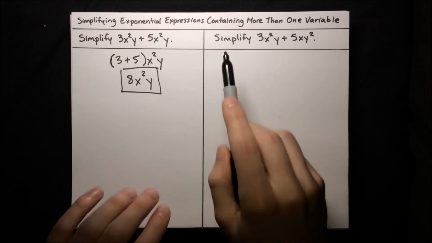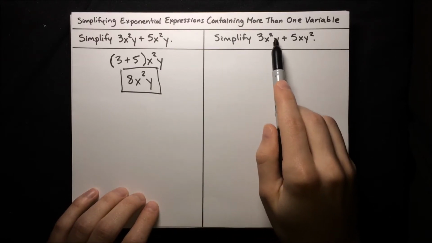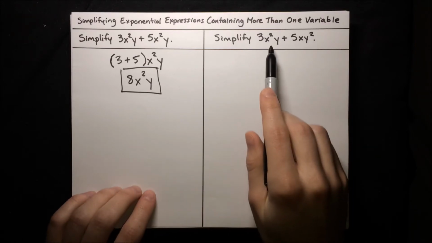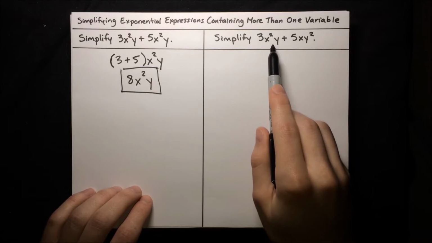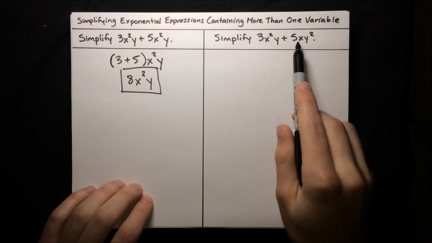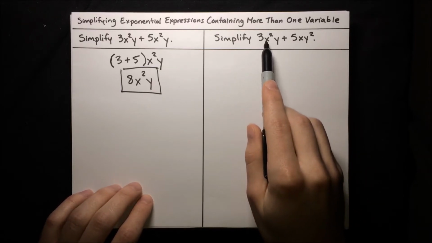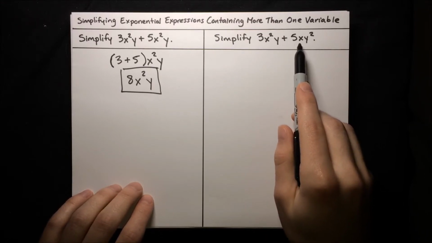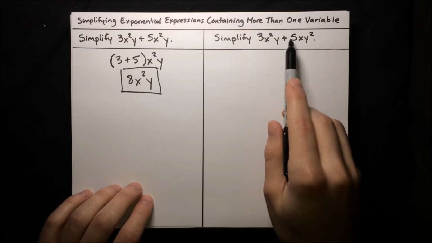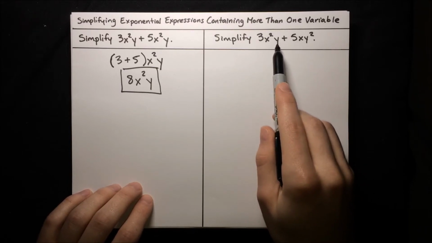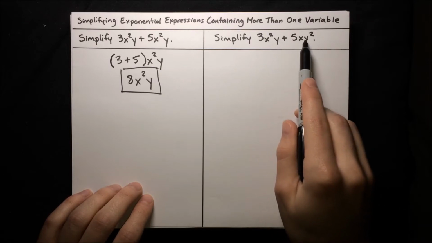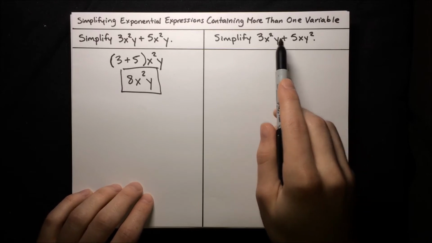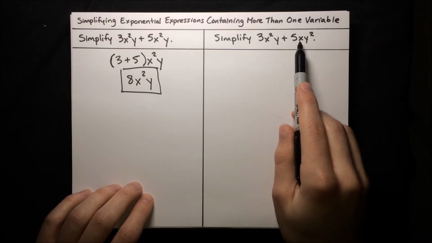Okay, next example, we want to simplify 3x squared y plus 5xy squared. So let's see if they are like terms. Well, both terms contain only the variables x and y, so that's looking good. Now let's check the power. So the first term has x squared, whereas the second term just has x to the first power. So the powers aren't matching up. They don't match up on the y either. The first term has y to the first, the second term has y squared. Okay, so that's an issue. That means these terms are not like terms.